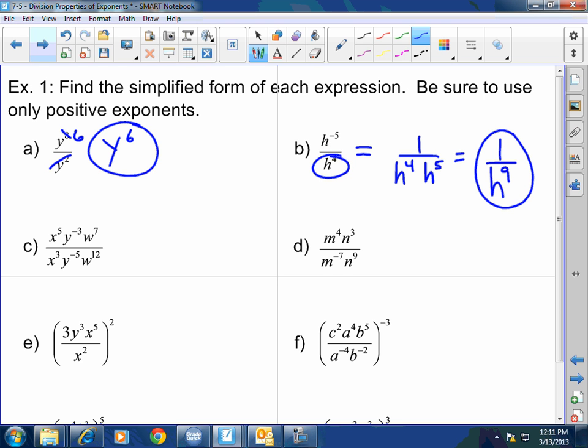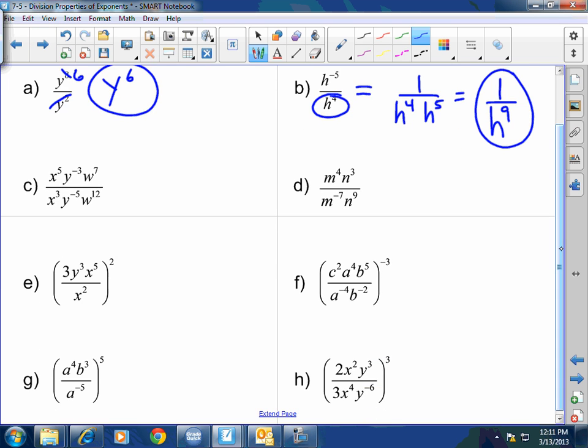So anyways, for C, I've got x to the 5th, y to the negative 3rd, w to the 7th, divided by x to the 3rd, y to the negative 5th, w to the 12th. Okay, what do I do here first, sir? Bring that guy down, bring that guy up. Let's make them all positive first.